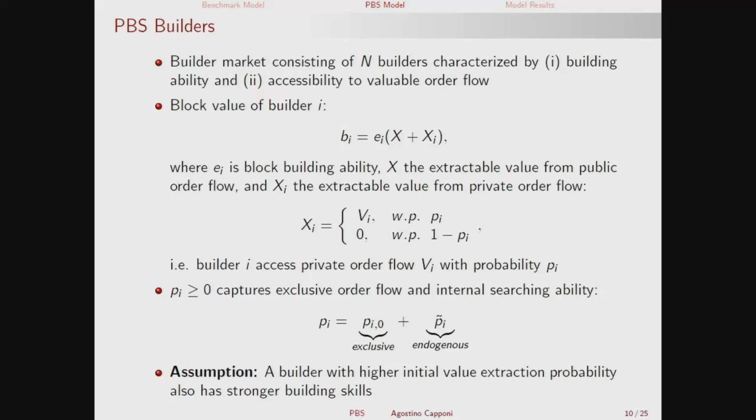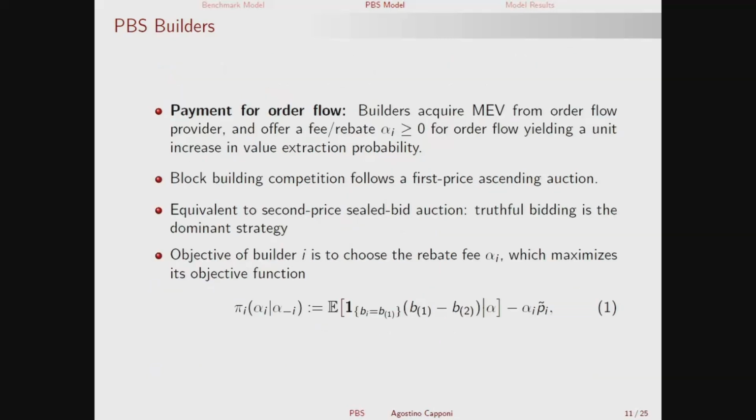And we assume that there is an initial value p_i^0, which is the initial accessibility to order flow by the builder i, and then there will be an additional quantity p_i, which will be endogenously decided, and it depends on how much additional order flow this builder gets allocated from order flow providers. So p_i^0 is their initial accessibility, and p_i is how much more they will get from the order flow providers. Basically what the builders will do is acquire the MEV from this order flow provider, and they will offer them a rebate fee.